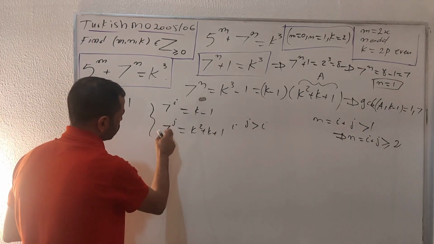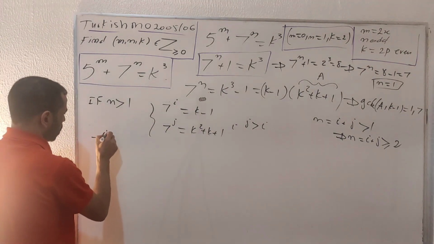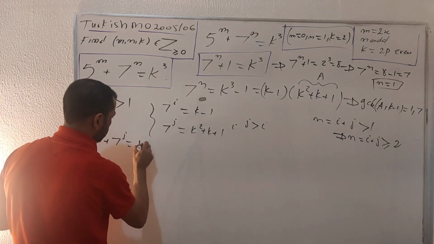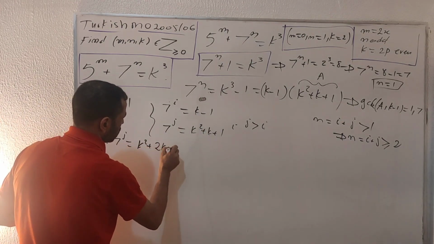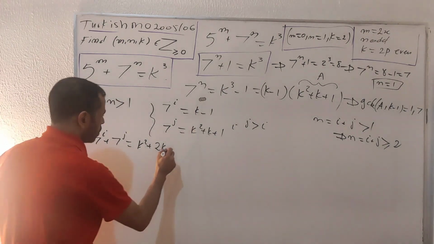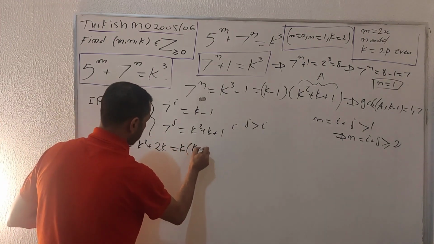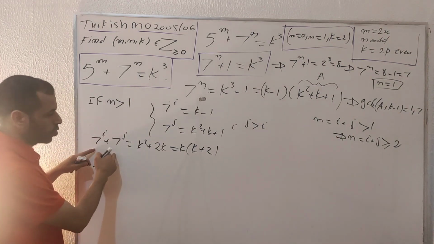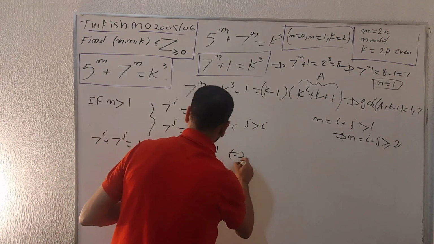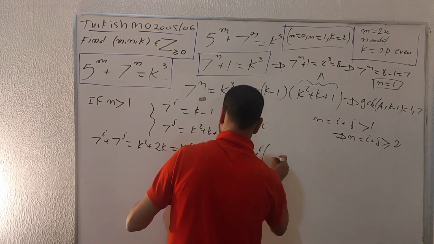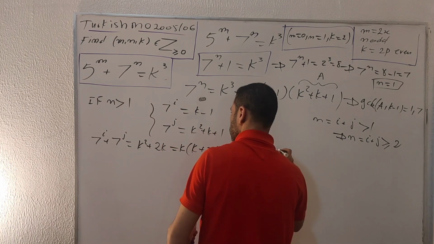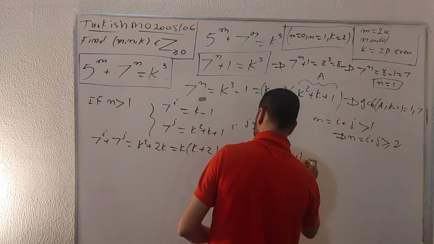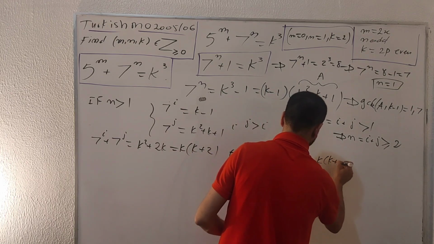So I'm going to add this one to this one. I get 7 to the i plus 7 to the j. I get k squared plus 2k. Number 1 will be eliminated. This one is given as k multiplied by k plus number 2. Okay, like this. Also, I'm going to factor out this one. So I will have 7 to the i factor, 7 to the j minus i plus number 1, equals k multiplied by k plus number 2.